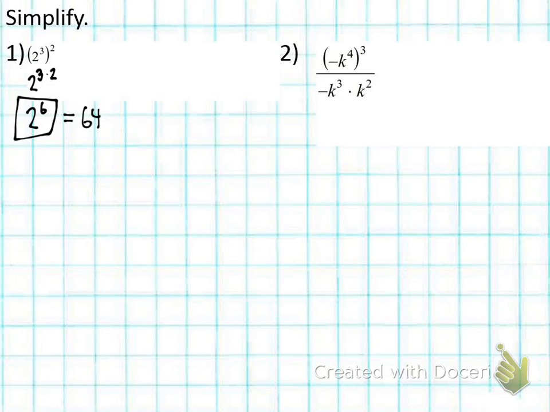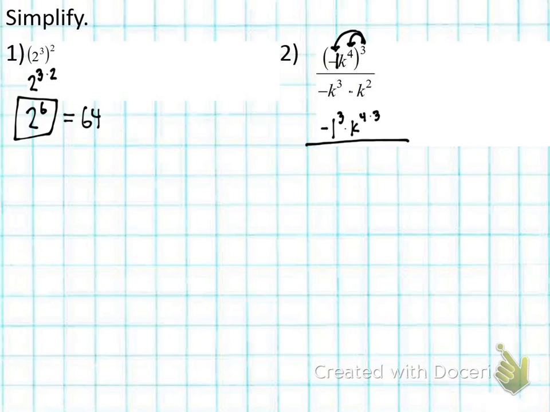Watch me do number 2 now. Number 2, we have negative k to the 4th power raised to the 3rd power, all divided by negative k to the 3rd times k to the 2nd. I'm going to work in sections. Looking at my numerator, we have negative k to the 4th raised to the 3rd power. So we want to distribute the 3 to the negative sign and also to the 4, because this negative sign is like saying negative 1 here. So if I do that, we have negative 1 to the 3rd times k to the 4th raised to the 3rd again, so I'm going to multiply them.